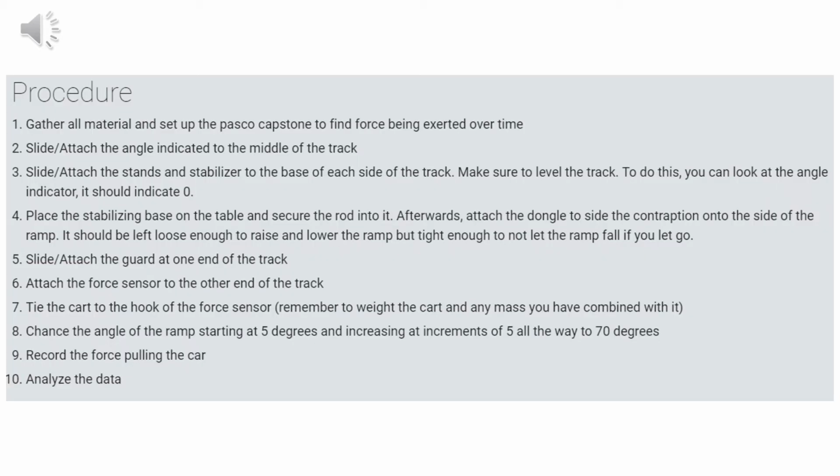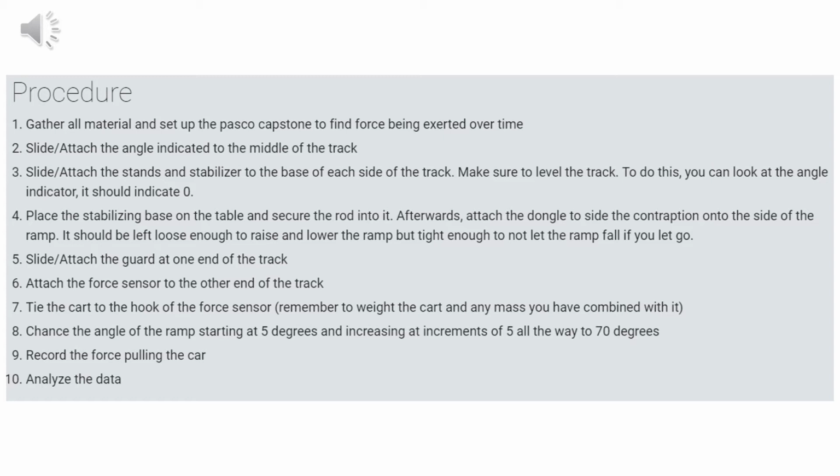To conduct this experiment, we have a procedure of 10 simple steps. Step 1 is to gather all the materials and set up the Pascal Capstone to find the force being exerted over time. Step 2 is to attach the angle indicator to the middle of the track. Step 3 is to attach the stands and stabilizers to the base of the side of the track. Step 4 is to place the stabilizing base on the table and secure the rod to it.